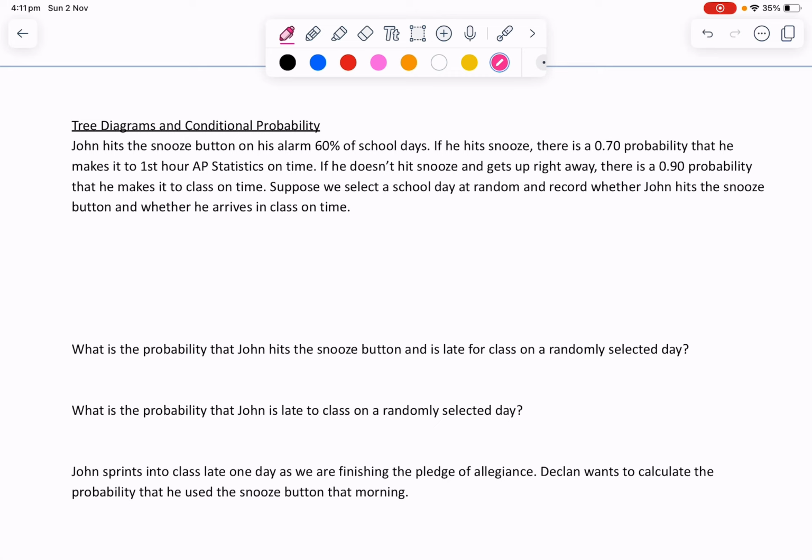So let's look at the first example. John hits the snooze button on his alarm 60% of school days. So I'm going to start like this. Snooze. No snooze.